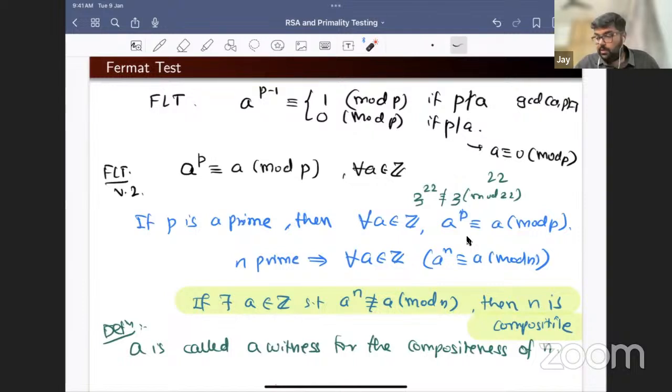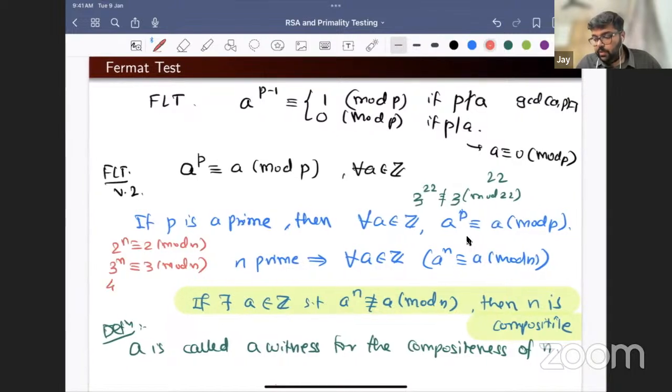But what will happen if I start from a equals 0? Anyway, 0 power anything is again 0, so that is true. For 1 also it is true. So let us start from a equals 2. 2 power n is congruent to 2 mod n. Suppose we get this, we cannot conclude that n is prime. If it was not 2 mod n, then definitely n is composite and 2 is a witness. So we check for 3. 3 power n is congruent to 3 mod n. We cannot say anything. But if it is not congruent to 3 mod n, then 3 is a witness for the compositeness of n.